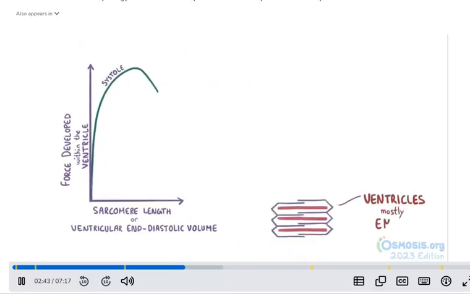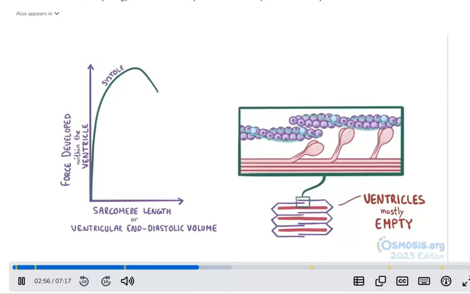So let's imagine that the ventricles are mostly empty, with almost no blood in them. This would mean that there's nothing stretching the muscles in the ventricular wall, so the length of the sarcomeres are really short. At this length, the two Z discs are pulled close to each other and there's not much room for further contraction. Furthermore, the actin filaments from each side of the sarcomere cross the M line and overlap.